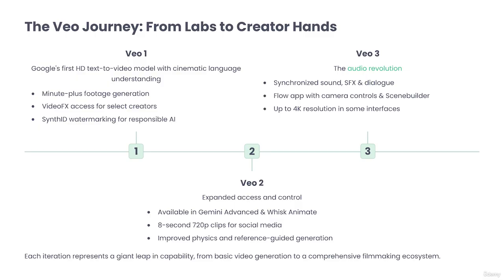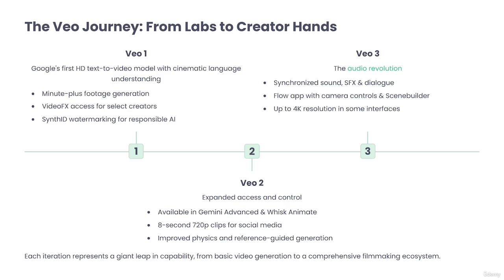Veo 2 pushed two big levers: access and control. Practically, it became available inside Gemini Advanced and Whisk Animate, letting subscribers generate 8-second 720p clips right from a model drop-down, quick shareable short-form assets that slot straight into Shorts and TikTok tests. Under the hood, Veo 2 improved physics, human motion, and prompt adherence, and added reference-guided generation for character and scene consistency.